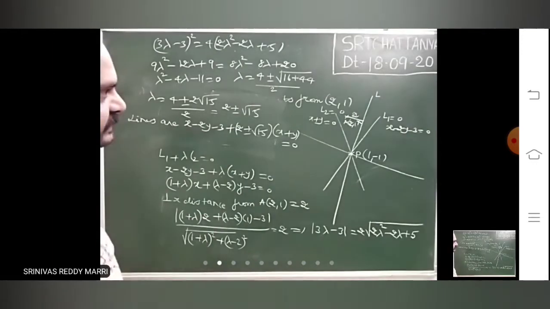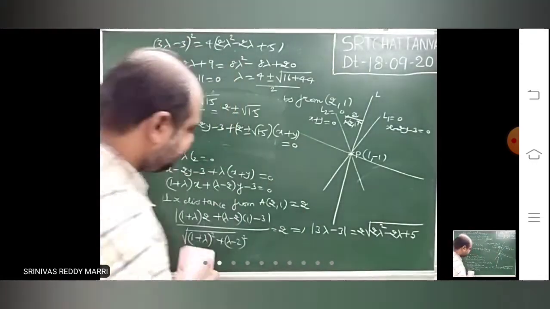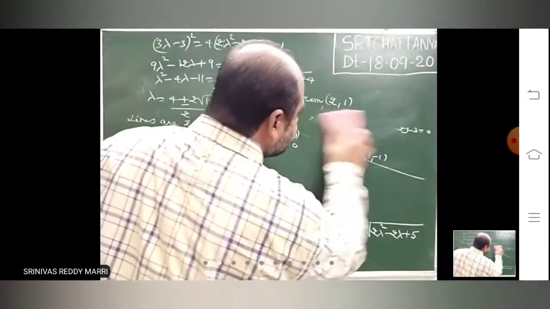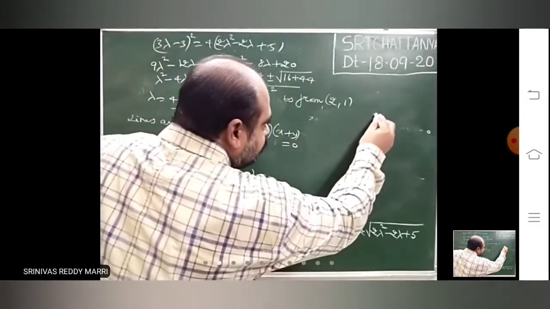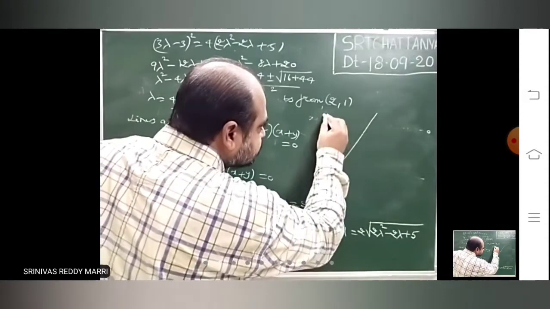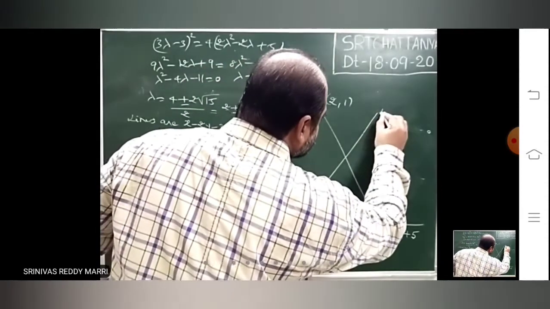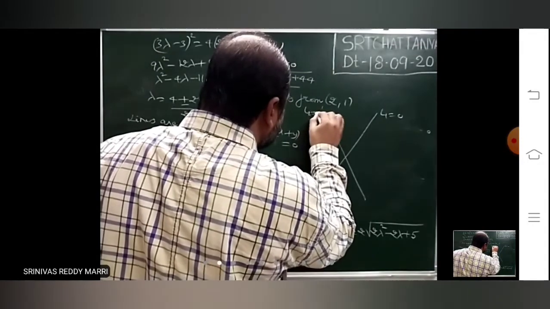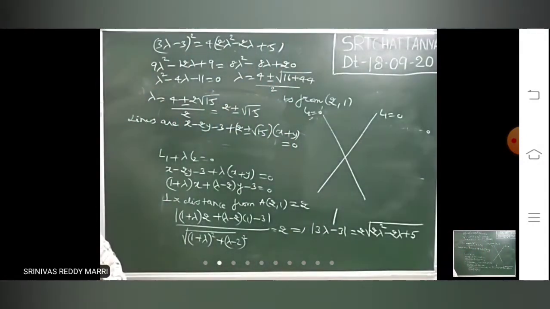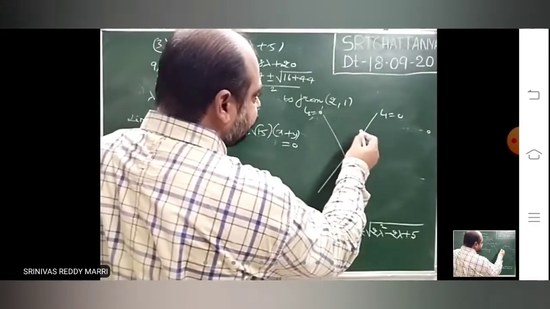Look at, two lines are possible. Why are two lines possible? I will draw the diagram once again. Two lines are given like this: L1 equal to 0, L2 equal to 0.